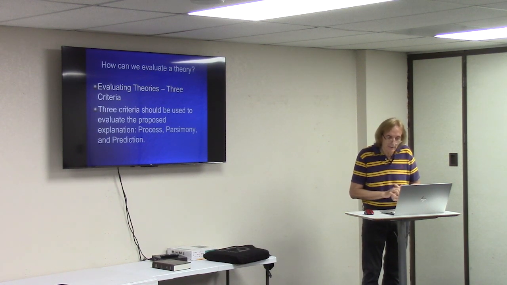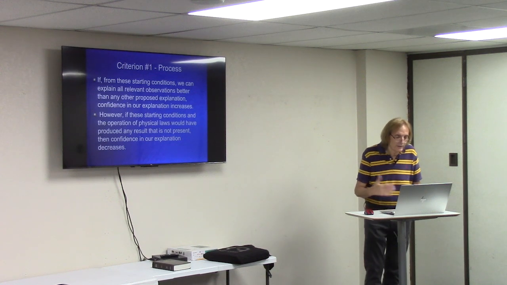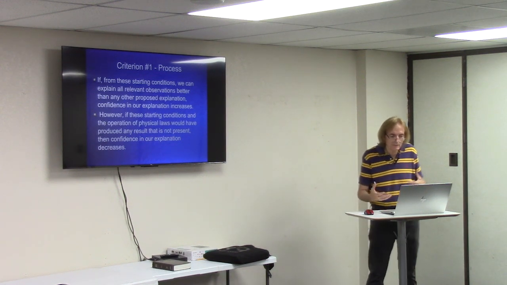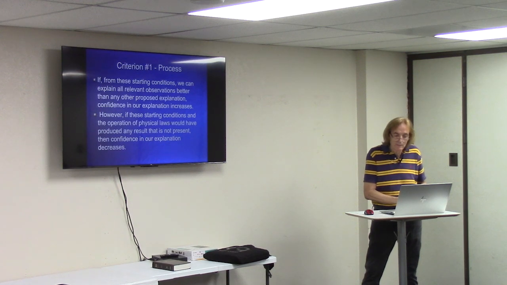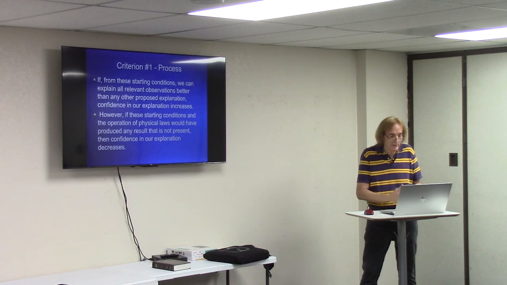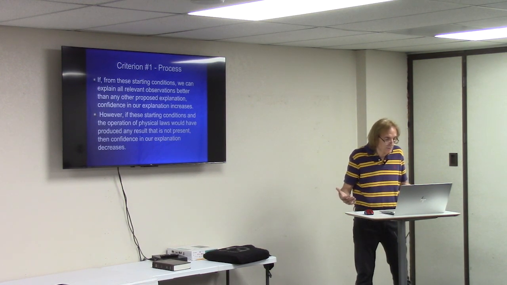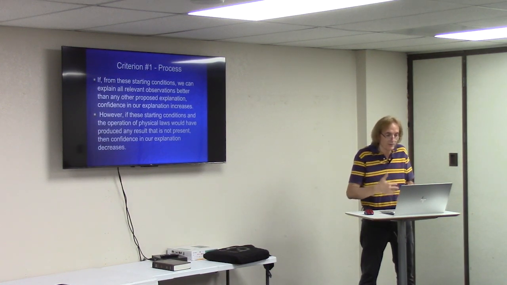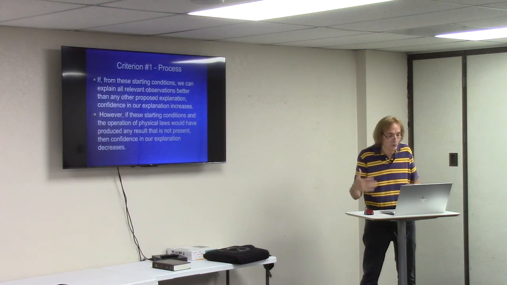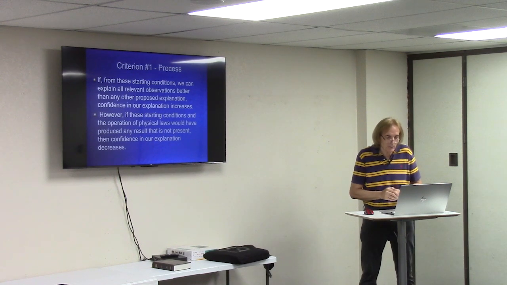And there's three criteria that should be used to evaluate a proposed explanation. One's called process, another one's parsimony, and another one's called prediction. So looking at process first, if we start from these starting conditions, and then we can explain all the relevant observations better than any other proposed explanation, what would happen? Our confidence in this explanation would increase, right? In other words, we'd have a lot of confidence that this would be the correct theory.